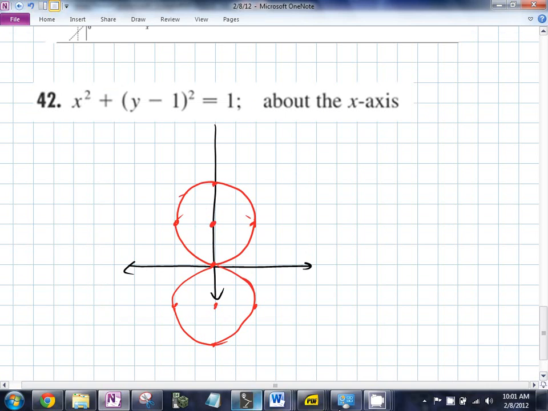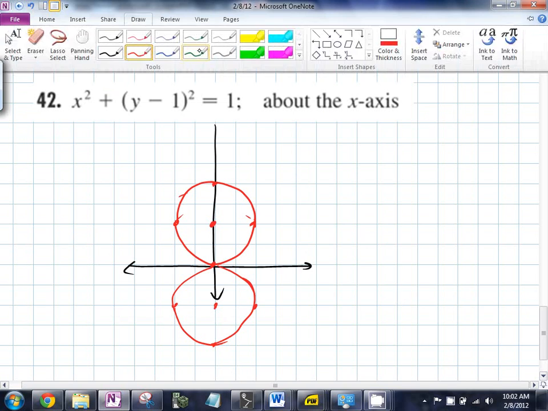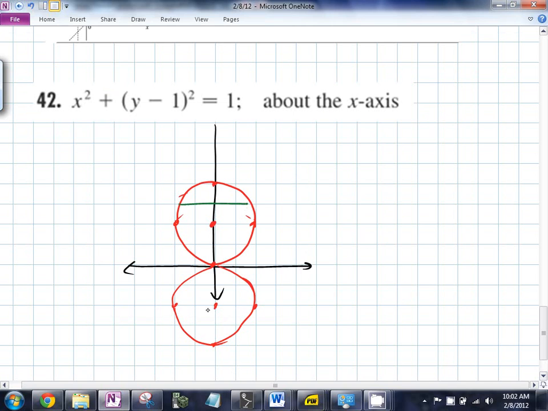If it's not readily apparent which you should use, draw them. So which one do you want me to draw? Pick one. Shells. So let's draw a shell. A shell is going to look like this. So there's one shell. So there are the two circles.